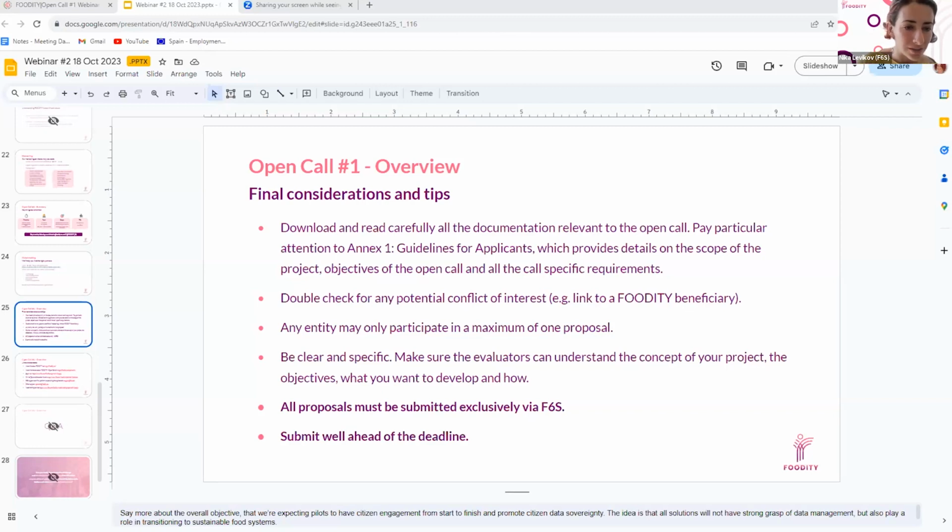Okay, two questions from Vladislav. What about subcontracting? To what extent is that allowed, if at all? I'm not sure about this one, but if you email us at opencalls@foodity.eu, I will answer that via email.